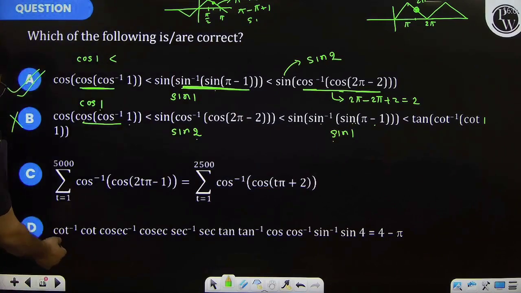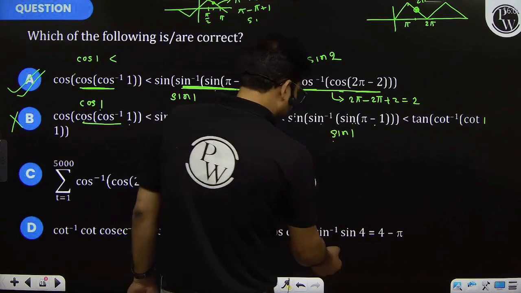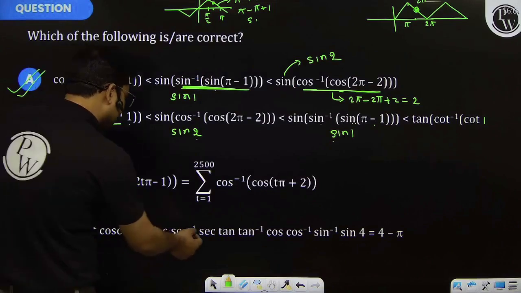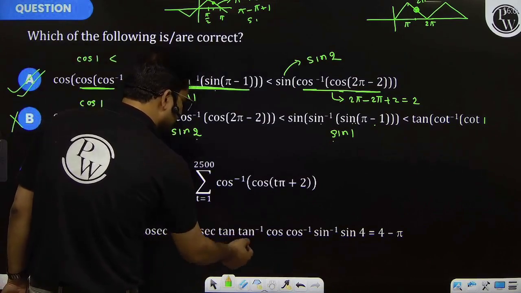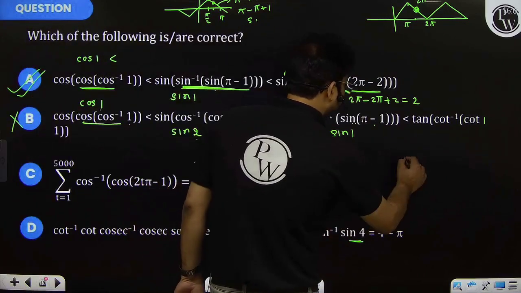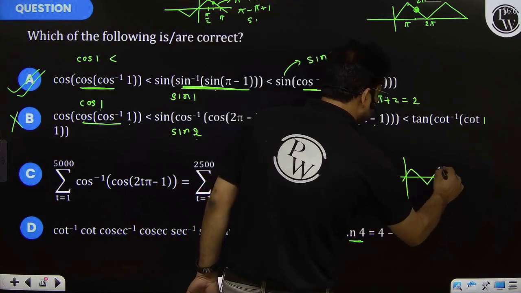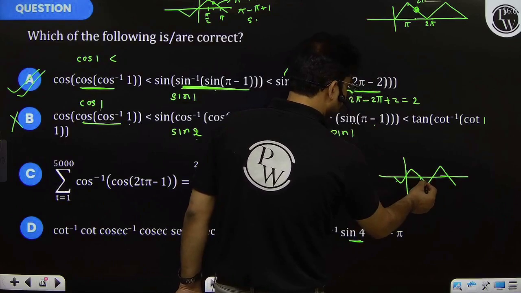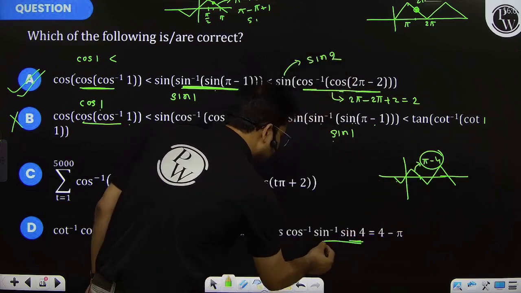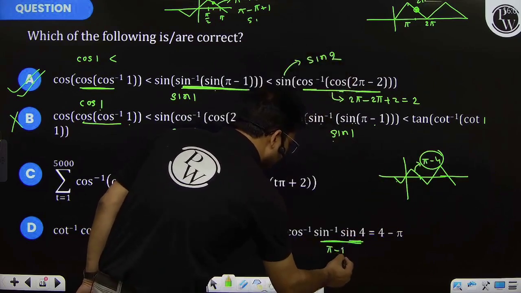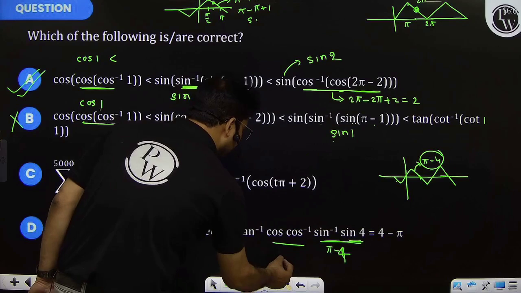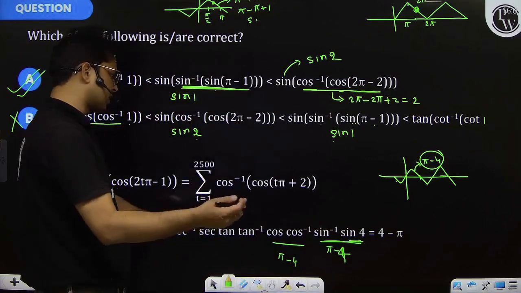And the next, option D, come to the point, sin inverse, cot inverse cot, cosec inverse, sec inverse sec, tan inverse. Come to the point. This is your sin 4. Come to the graph. This is your sin x, sin inverse sin x. This is your pi. This is your 4. And this value will be pi minus 4. So this will provide pi minus 4 value. For cos inverse x, this will provide pi minus 4 because cos inverse cos x is x.